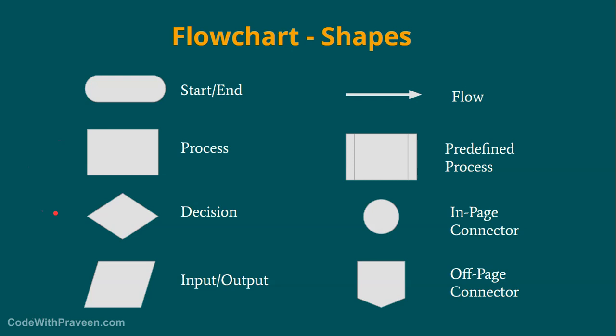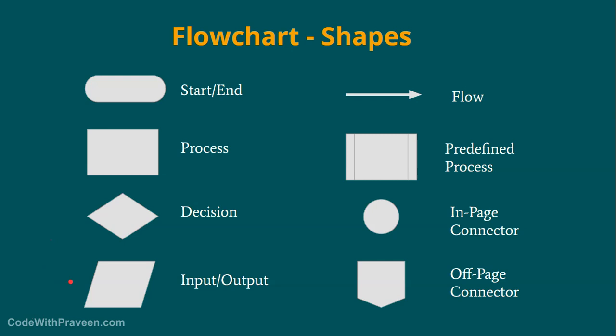Then followed by, we have a decision shape which you typically use in order to say true or false or yes or no kind of decision statements. So if yes, then you pick one path. If it's no, you pick another path.